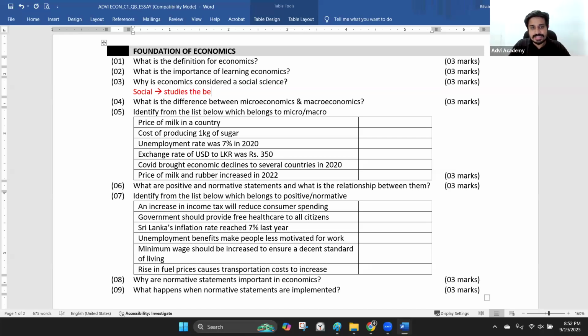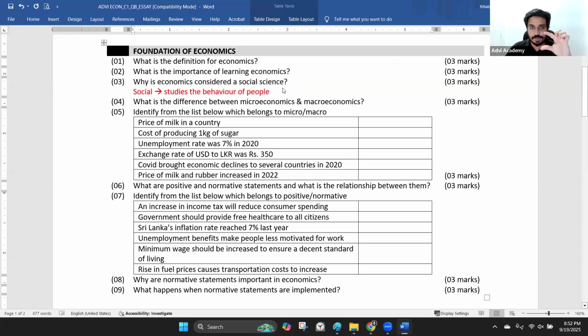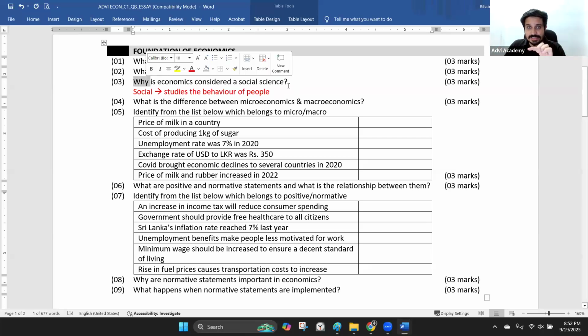Guys, when you are writing an essay answer, 3 marks is given for this question, right? So it has to be a paragraph question. You can't write in bullet points. We will expect a paragraph. Why? Because it's a why question. Why is economics considered a social science?